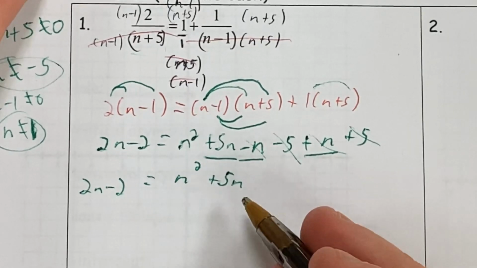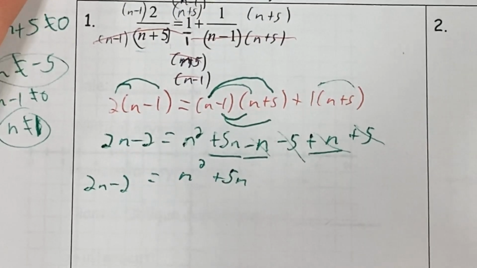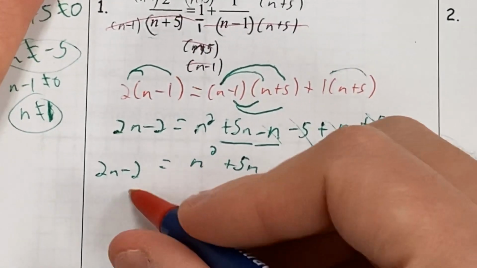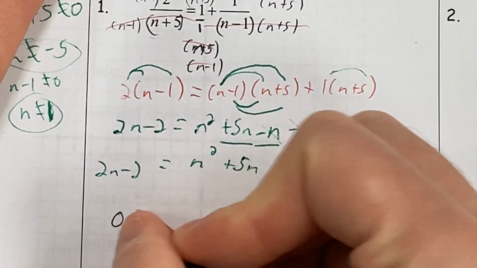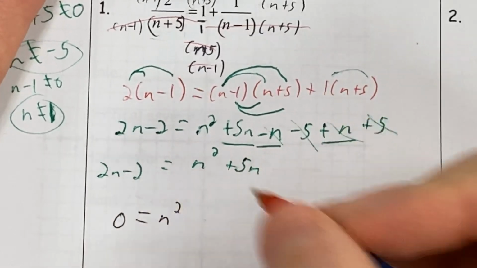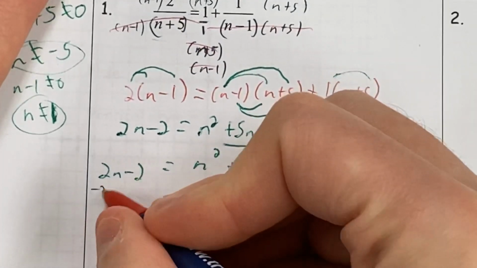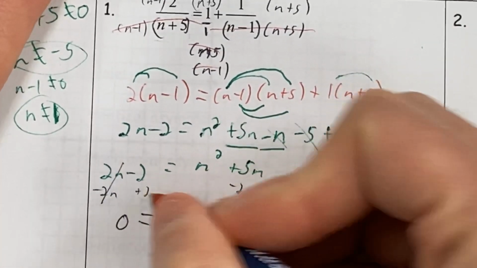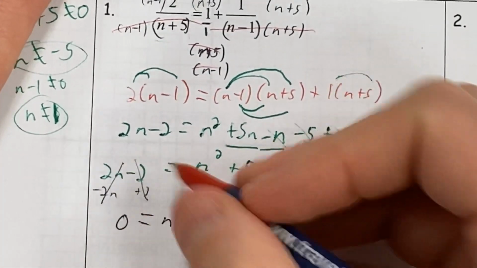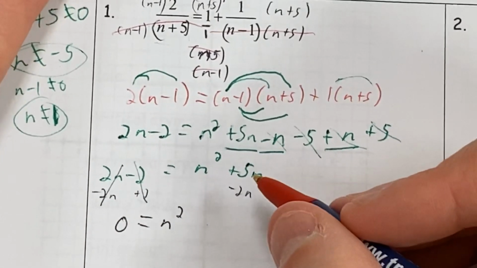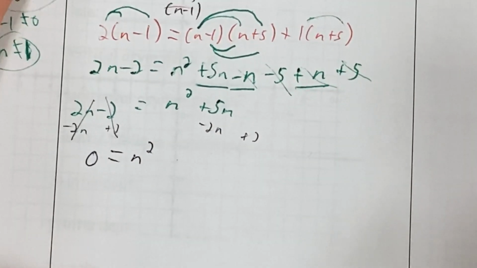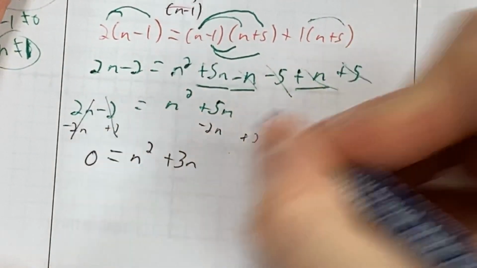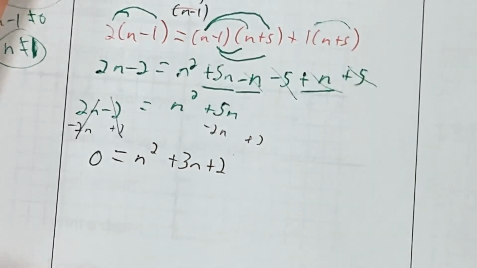There's an n squared and an n, which causes trouble. You cannot just solve for n because of that. So it looks like we're going to have to get everything on the same side so it's equal to 0 and then factor it. So I'll subtract 2n to get rid of that. I'll add 2 to get rid of that, so it's equal to 0. Then 5n minus 2n is 3n, and then there's this plus 2 right here.